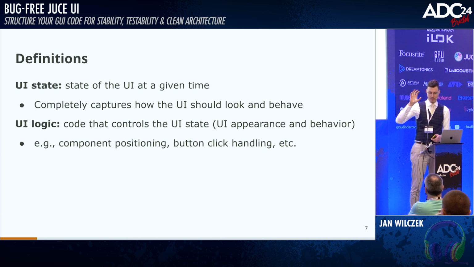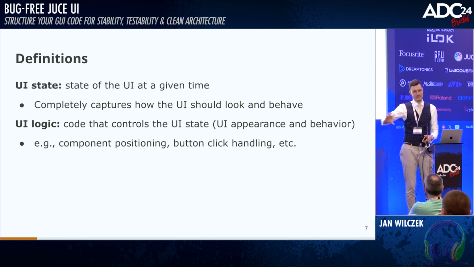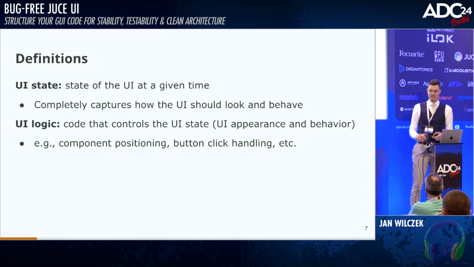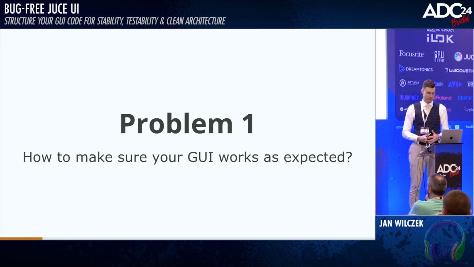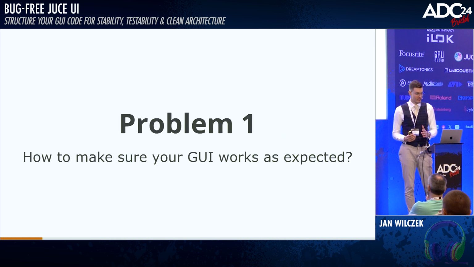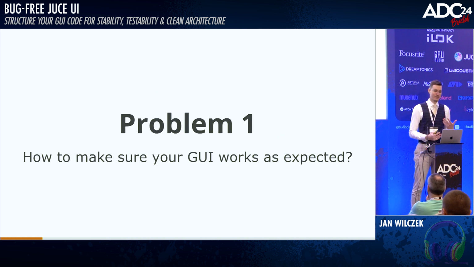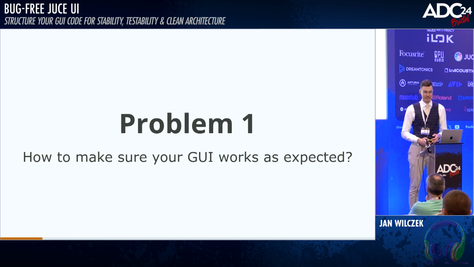So we have our app in some state, the user clicks a button, and the UI logic performs some steps to calculate the next UI state. And so we can reason about UI in this form. So with these definitions out of the way, we arrive at the first problem. How can we make our GUI code work as expected?